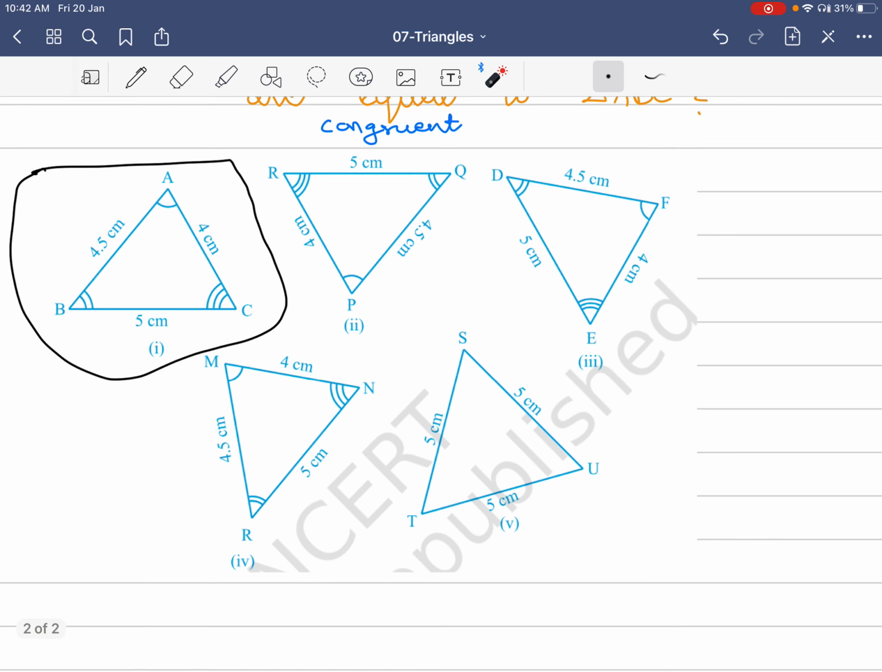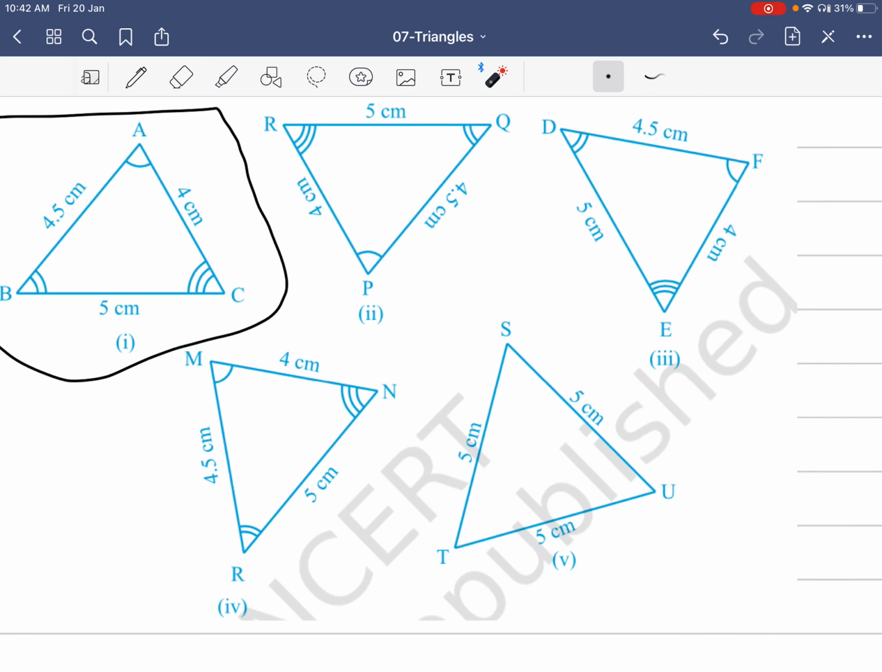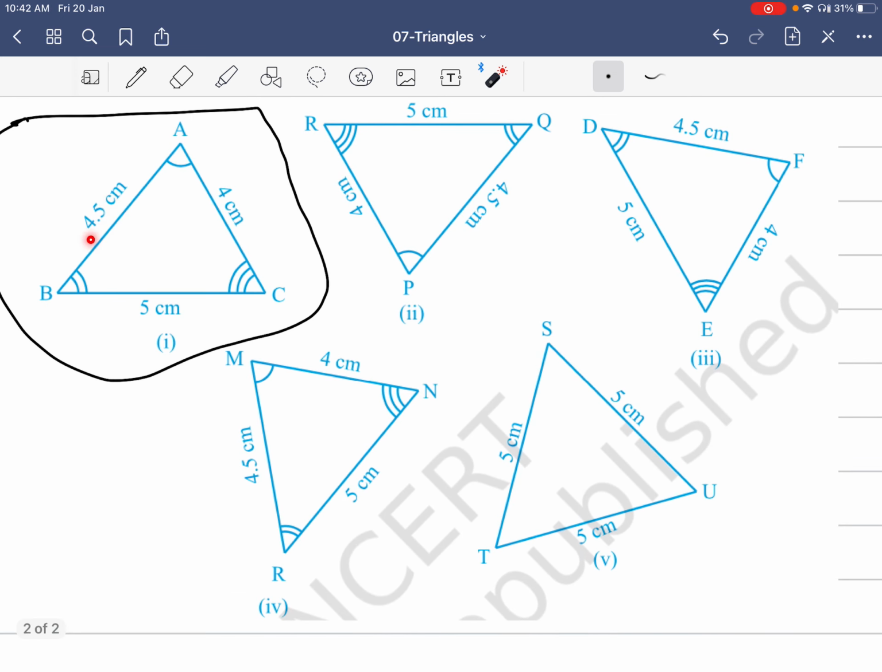Okay, so let's start with this triangle, triangle PQR. I'm going to zoom in a bit. So 4.5 is there. In fact, we can use a highlighter now. So this is 4.5. This has 4.5. This has 4.5. This has 4.5.